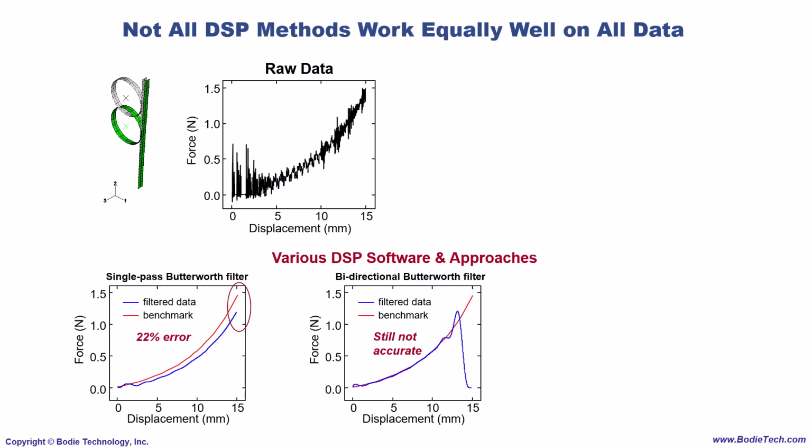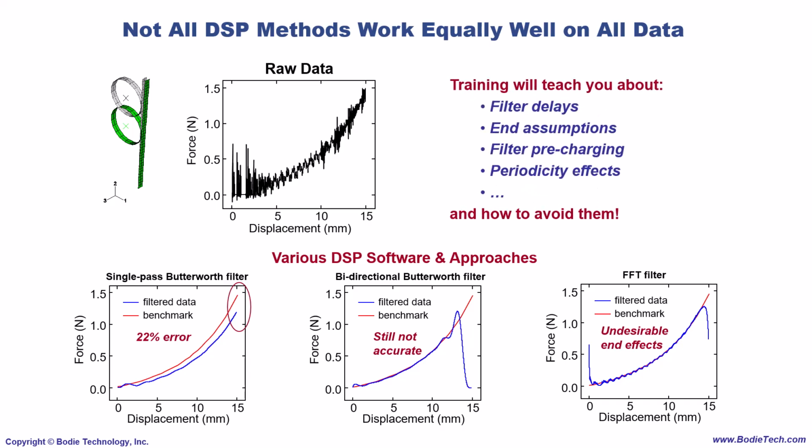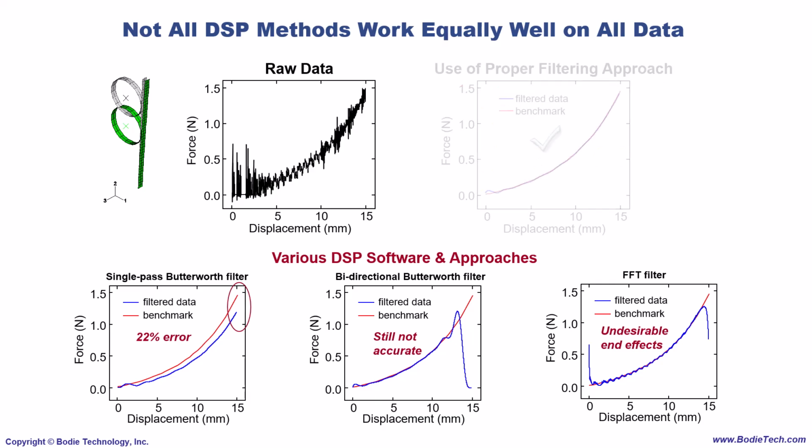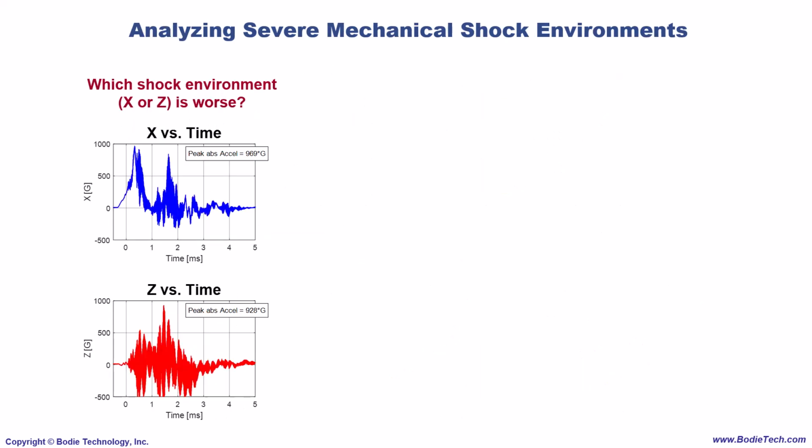implementation seems to help in one portion of the curve, but looks terrible at the end of the data, and using an FFT filtering approach creates undesirable end effects. Training will teach you why these various filter distortions occur and strategies to avoid them, so that you can achieve robust and accurate results with a firm understanding of the DSP process.